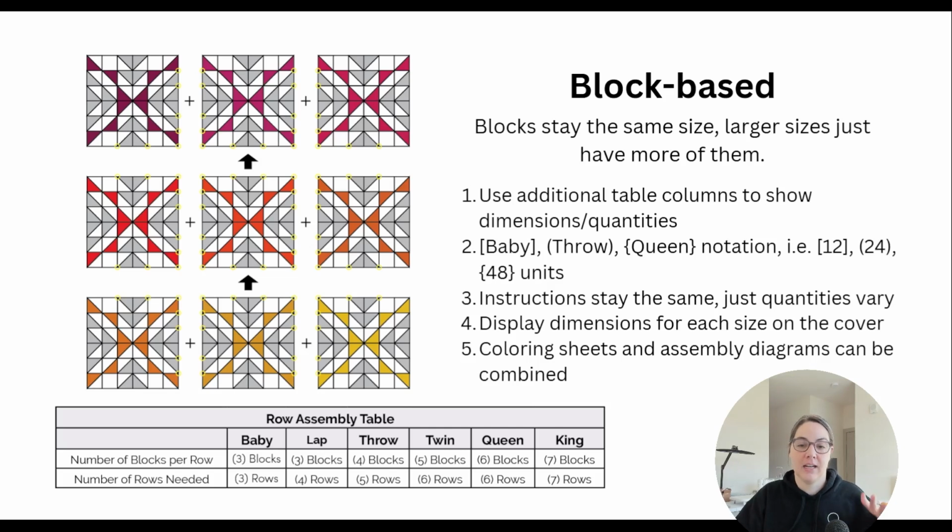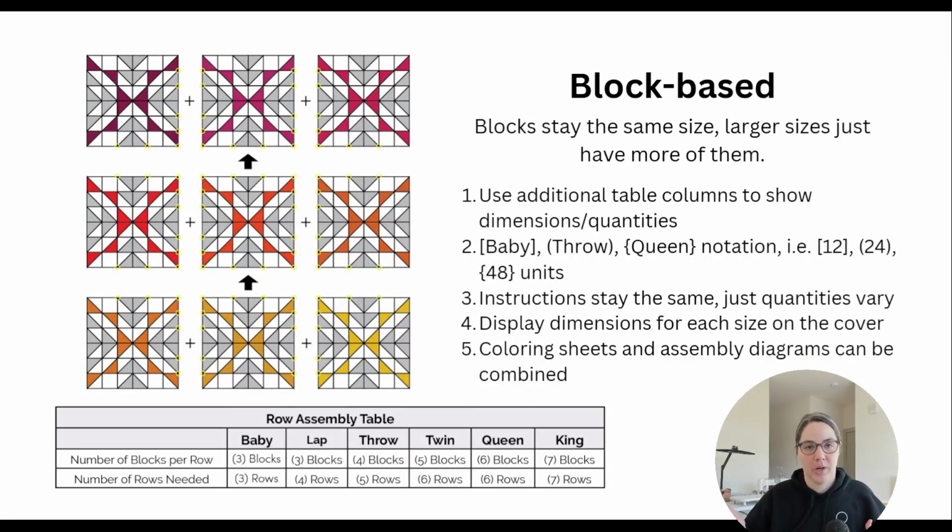And then the final thing here is that coloring sheets and assembly diagrams should be combined. You don't need a separate one for every single size and six pages of assembly diagrams at the back of your pattern. That's totally unnecessary, because all we're changing is the number of blocks and the number of rows in each quilt size. That's it. You can see an example of one of these assembly diagrams on the left here. This was for a baby size in my Striptease pattern, right? Somewhere in the pattern you say, baby size shown, but all sizes assemble similarly. It's just so many blocks into a row and then so many rows together. That's all we're doing here, right?